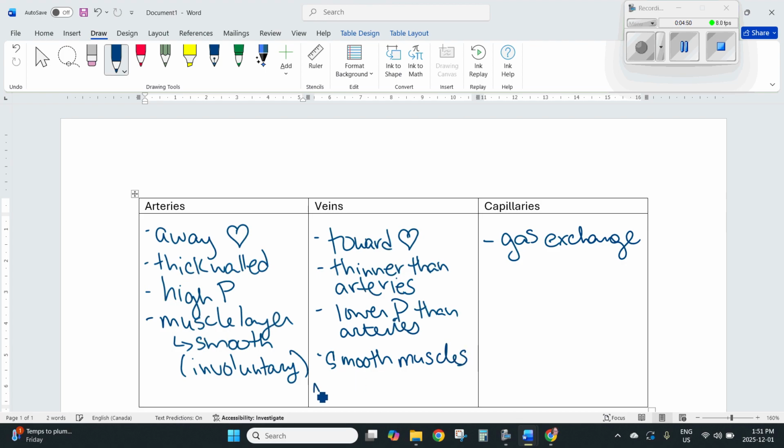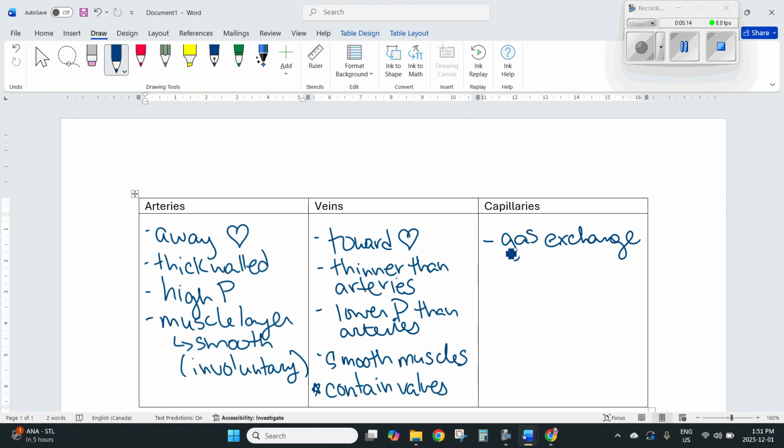Okay, and one of the more important things is they contain valves. This is the only blood vessel in the body that does contain valves. So if you see valves on a diagram, that has to be a vein. Okay. And they are always moving the blood towards the heart.